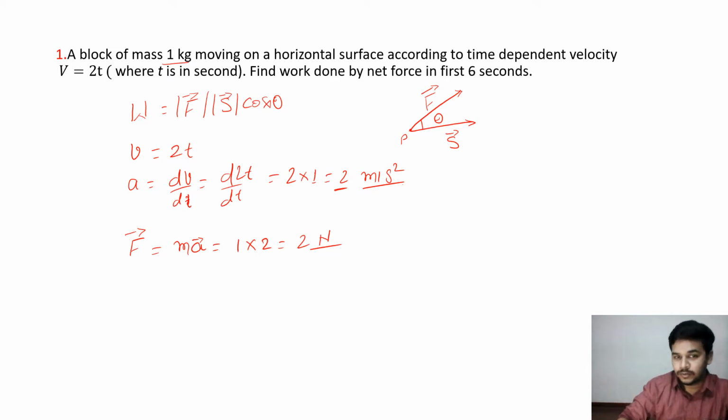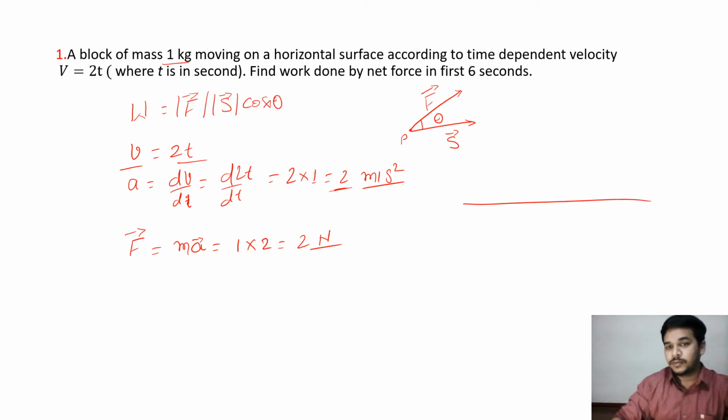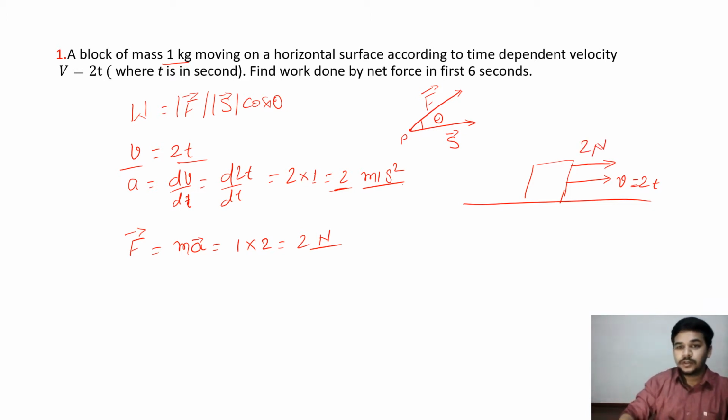Now you can see the force is positive and the velocity is also positive, and the motion will be in the direction of the net force. Acceleration is positive and constant, as well as the velocity is positive. So the angle between them will become 0 degrees. Let me show you with the figure. This was the direction of velocity, v = 2t, and the resulting force we got is 2 Newton. Both are in the same direction, so the angle theta will become 0 degrees.